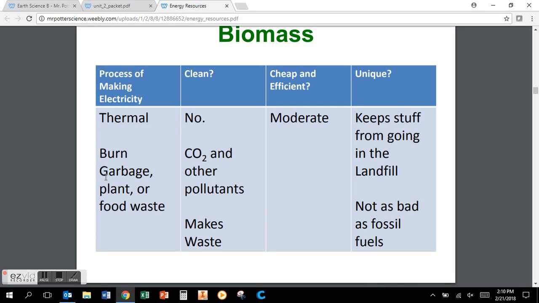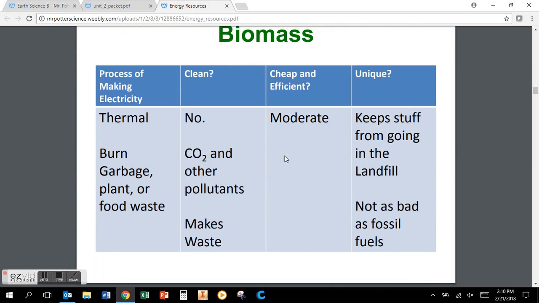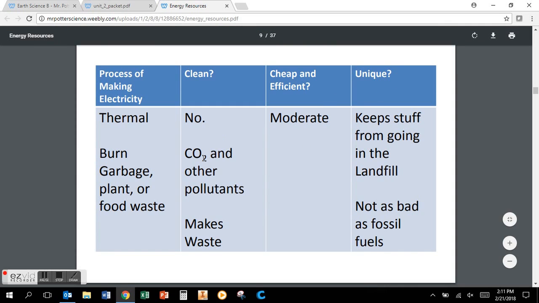We burn something. In this case, it's garbage or old plant material, something that was going to go to waste anyway. We burn it, and that boils water to make steam. In terms of whether this is clean or not, this is most definitely not clean. It produces carbon dioxide and anything else that may go into the air when we burn things. It is moderate in terms of the levelized cost. It's not the most expensive, but it's not cheap either.